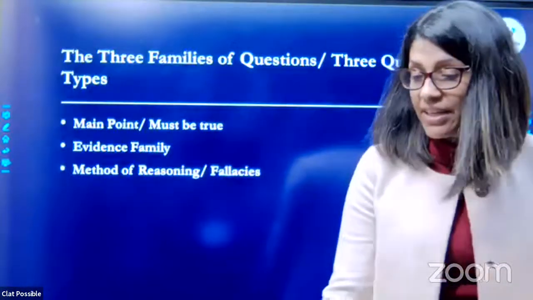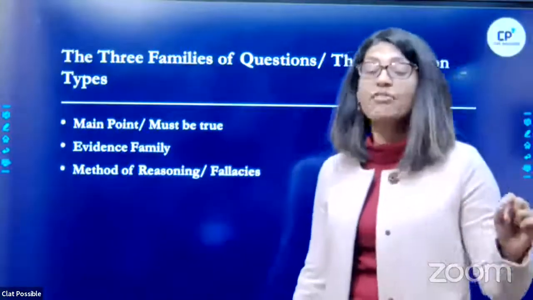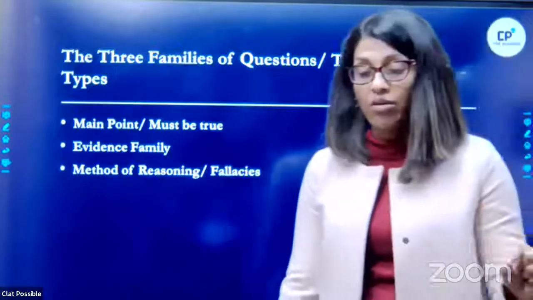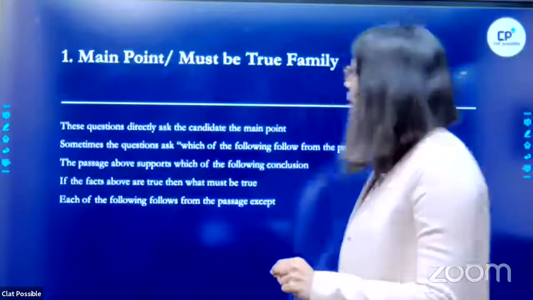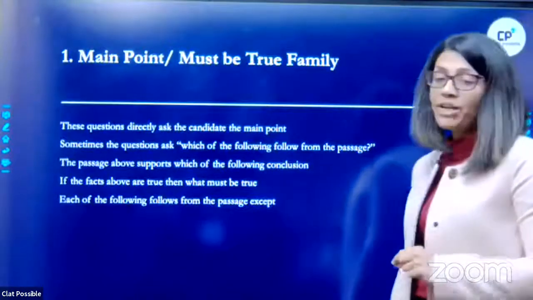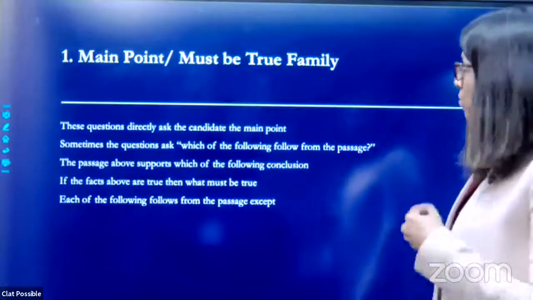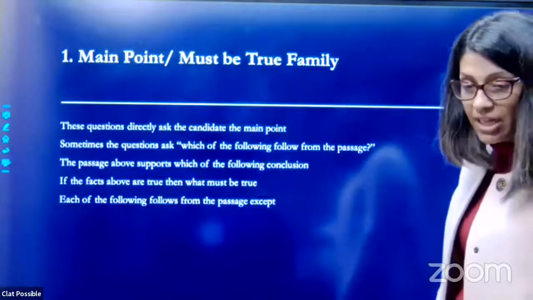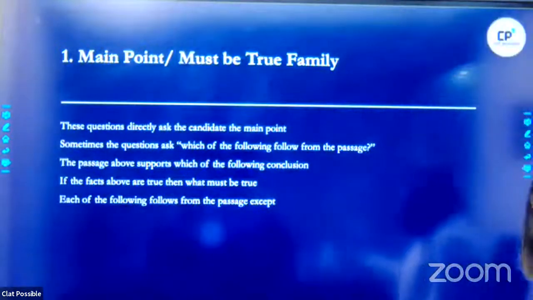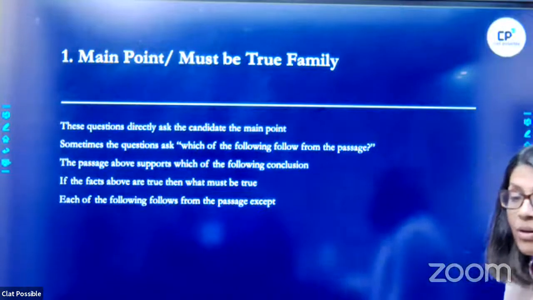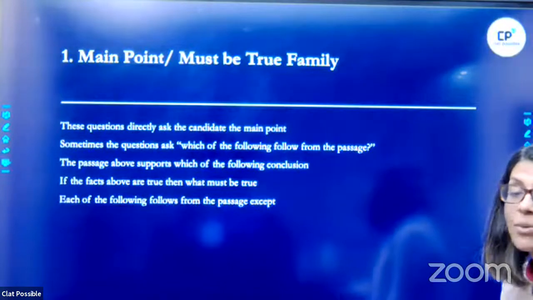Now, they are very, very distinct from each other in the types of answers that they accept, and they are very distinct from each other in the way we think of those answers. Now, in the main point or must be true family of questions, you are asked the main point or what follows from the passage. The passage supports which of the following conclusions? What must be true if the passage is true? Each of the following follows from the passage except. So these are the question types that you are likely to encounter.